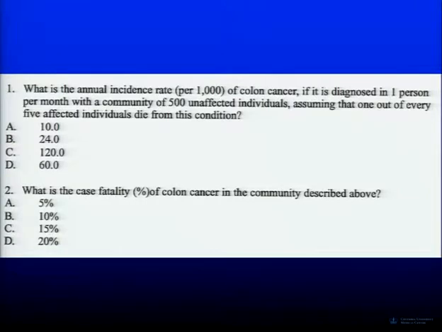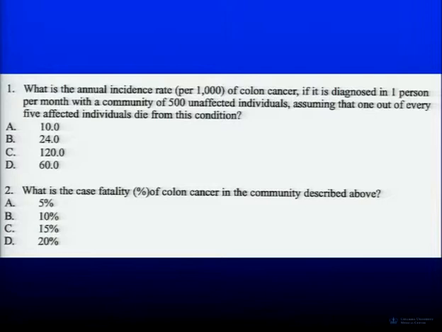So what is the annual incidence rate per 1,000 of colon cancer if it's diagnosed in 1 person per month with a community of 500 unaffected individuals, assuming that 1 out of every 5 affected individuals die from this condition? So what are they asking us for here? The annual incidence, right? So what is it that you need in order to calculate that? So how many cases are diagnosed in 1 year? 12, right? 1 per month. So it's 12 cases, and out of what population? 12 over 500, or let's make it consistent, so 24 out of 1,000.